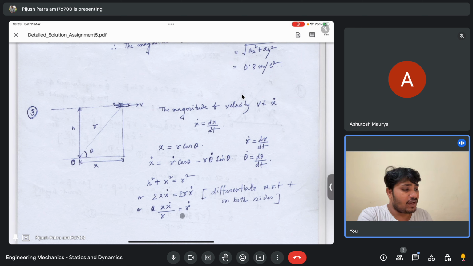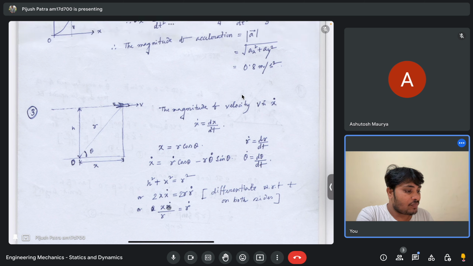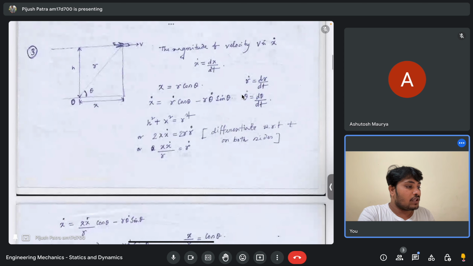From here, r dot is equal to x dot by r. And what is the value of x by r? From this expression, x by r is cos theta. So r dot is equal to x dot cos theta. That is what I am getting in this case, because y dot is 0, that is why it is possible. Now I will put that r dot value here.